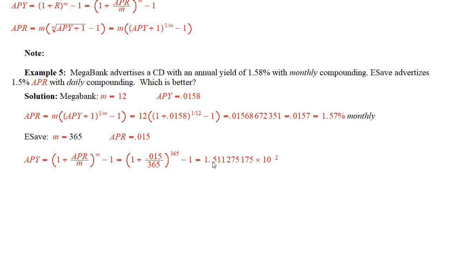So again, scientific notation, I'm going to move the decimal to the left 2 places. 0.01511. So that's 1.51%, and that's APY. So the eSave is 1.51% APY, and the Mega Bank is 1.58% APY. So we're comparing two APYs. They both take the different rates of compounding into consideration. So the Mega Bank is better.